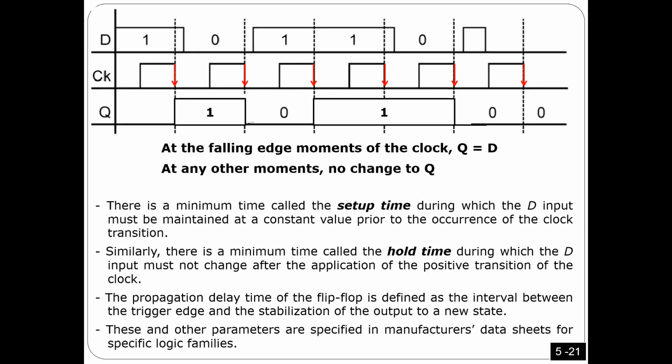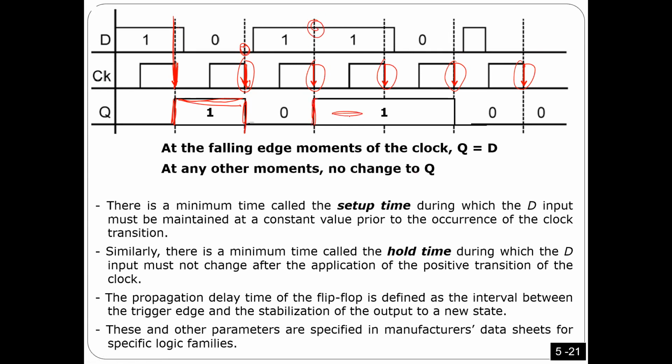I'll give you another example here. Again, changes will happen only here at the edge, as you see here. At this specific moment, D was 1, so this one has to be 1. And then no change until the new edge, the falling edge, comes. Here, D is 0, so Q has to be 0. This one here, it is 1, so it has to be 1.